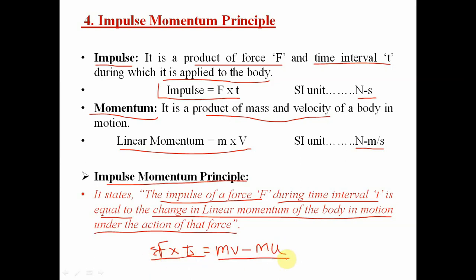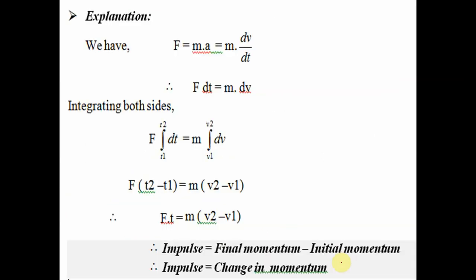That is, summation F into t is equal to mv minus mu. Now most of the time there is a question: state and explain the impulse momentum principle. So you have to write the statement, then write this mathematical equation, and then go for the explanation. This is the explanation part.